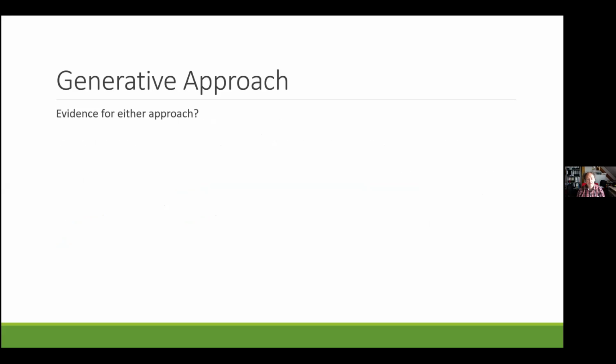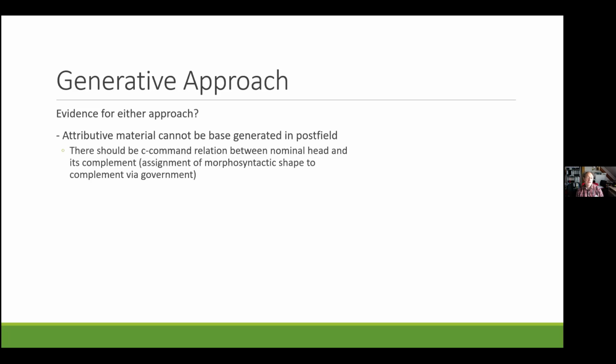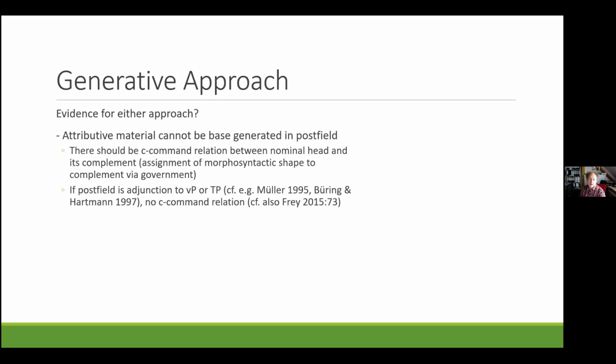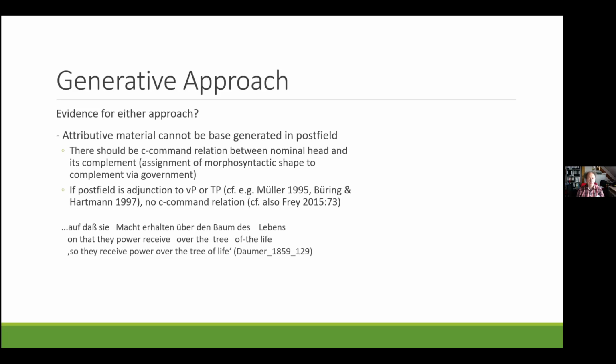So is there evidence for either approach? So the first thing we have to say is that attributive material cannot be base generated in the postfield for general reasons. Next. Because there should be a c-command relation between the nominal head and its complement, because we every now and then get assignment of morphosyntactic features to the complement, and this should happen via government, that is via c-command. Next, please. So if the postfield now is an adjunction to some higher projection like little VP or TP, we wouldn't get a c-command relation in most cases. Next, please. So this is an example from the corpus, auf das sie Macht erhalten über den Baum des Lebens.